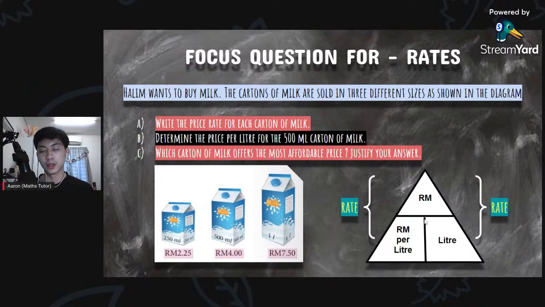If the question asks you to find RM, you can use the rate times liter, and eventually you get RM. So in this triangle, if it's up and down, at the top and bottom, you use divide. If it's left and right, you use times, or multiply. So clear. If you want the price rate, you can use RM divided by liter. All right, so the solution here.